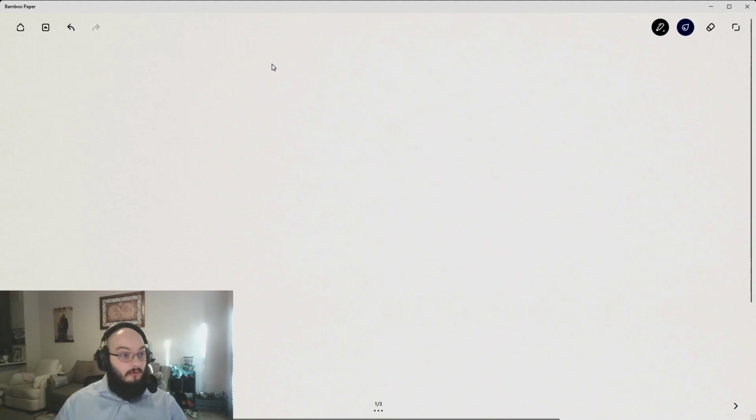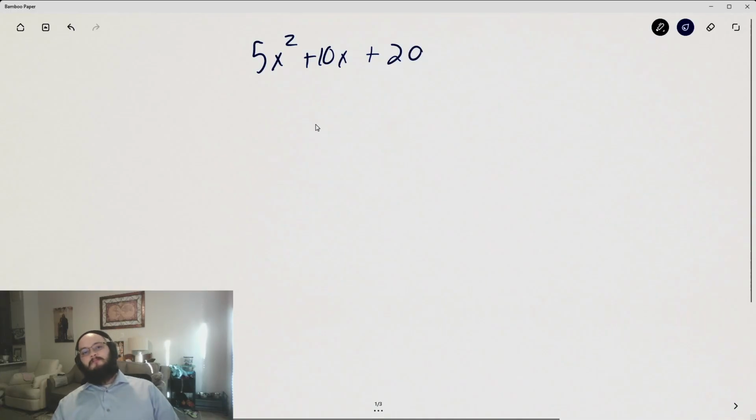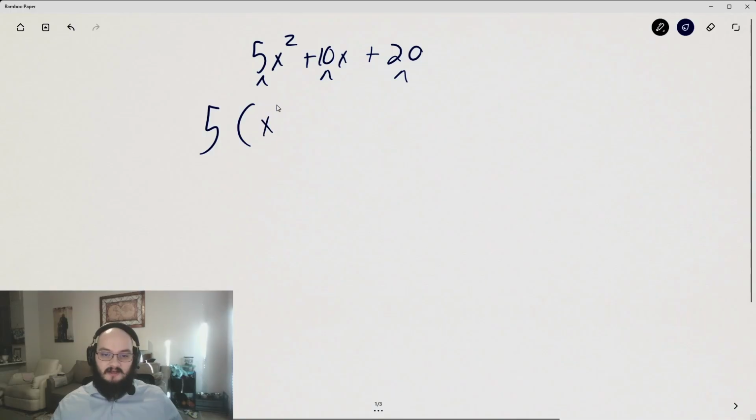For our fourth example, we're going to use 5x squared plus 10x plus 20. Now, it does look a little scarier because our a value is not equal to 1, but we can factor out a 5 from each of these terms. Each of these terms is a multiple of 5. So let's do that. We'll factor out 5. 5x squared divided by 5 is x squared. 10x divided by 5 is 2x. And 20 divided by 5 is 4.